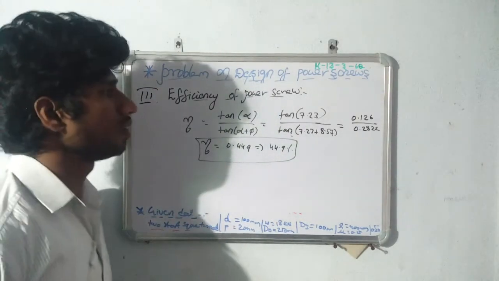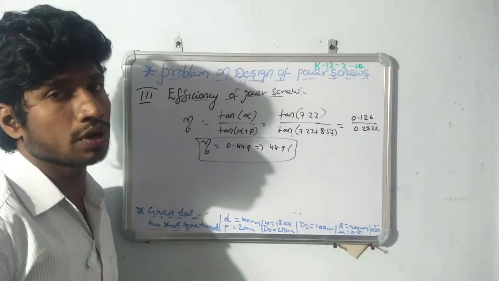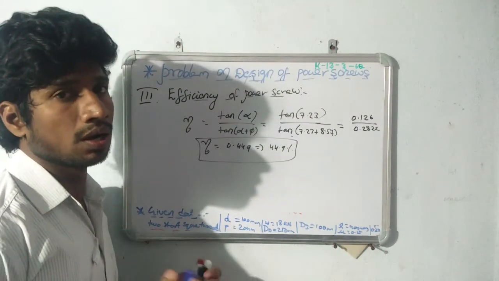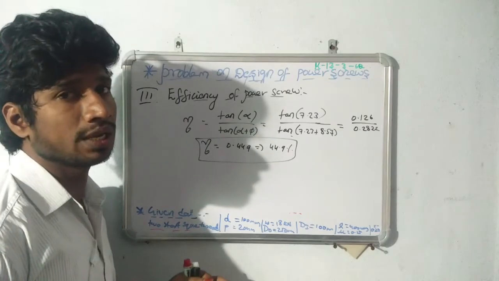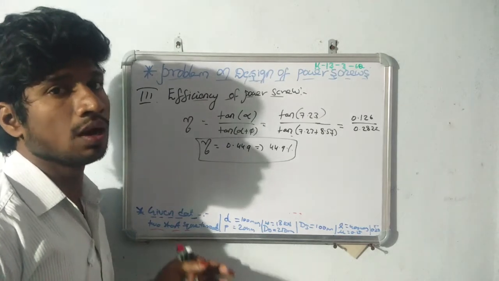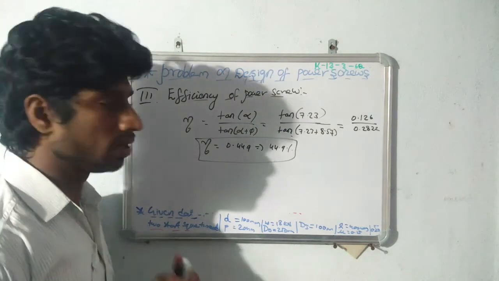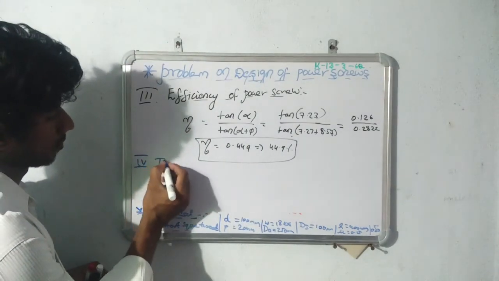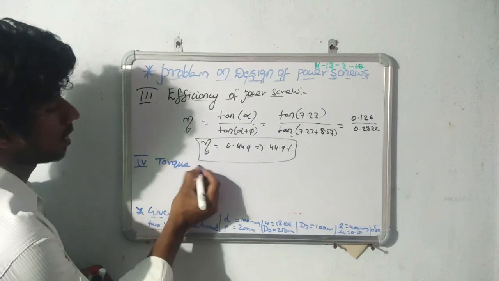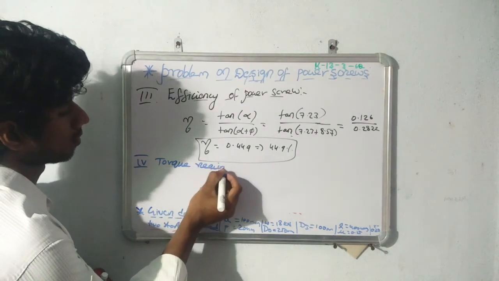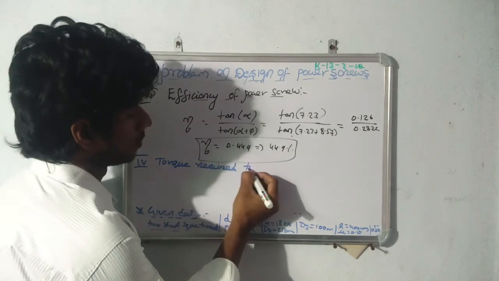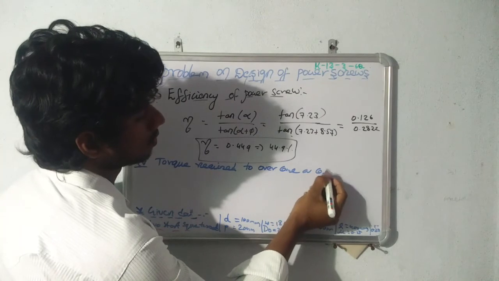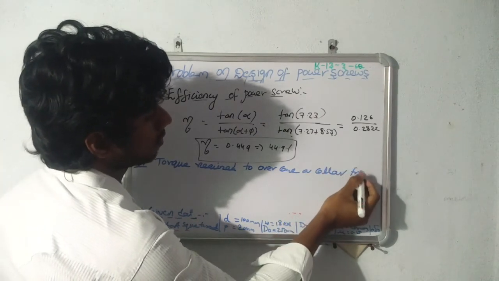So this is about the efficiency of the power screw. Next we are going to find out the torque required to overcome the collar friction. In this problem we do not require the remaining steps. In this problem our aim is only to find the force required at the end of the lever. So go to the next step. Torque required to overcome a collar friction.